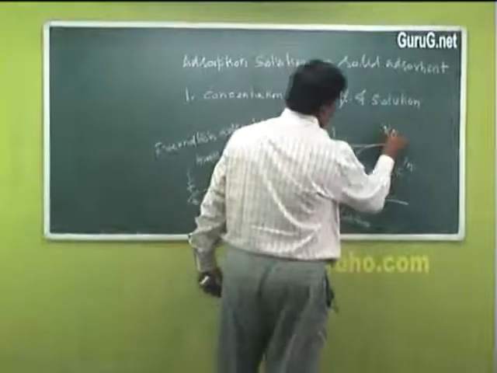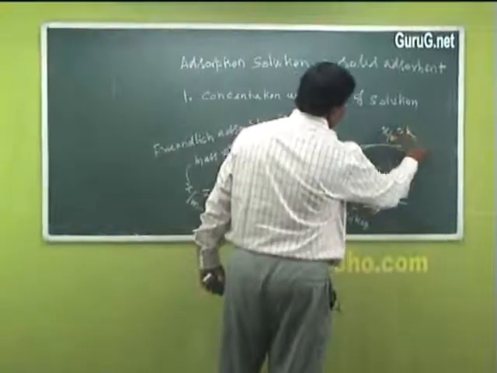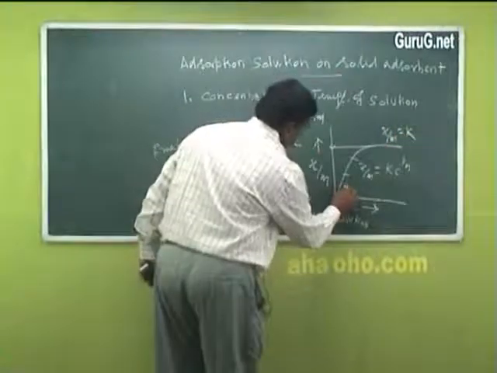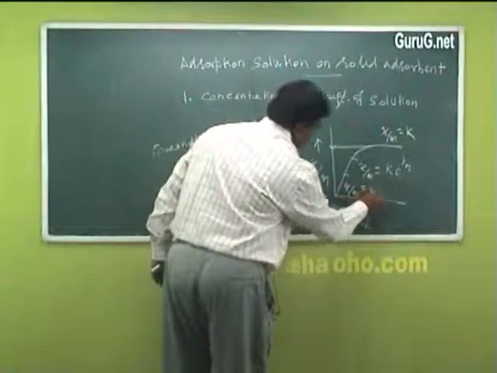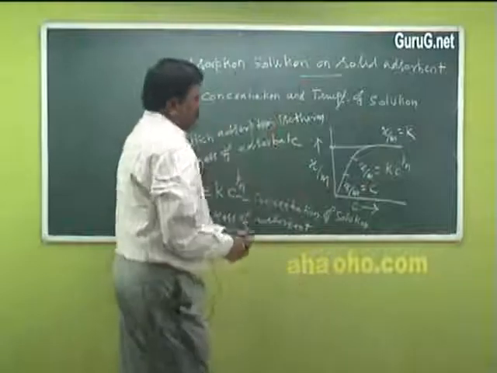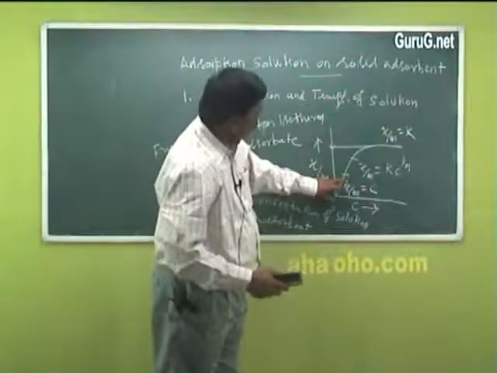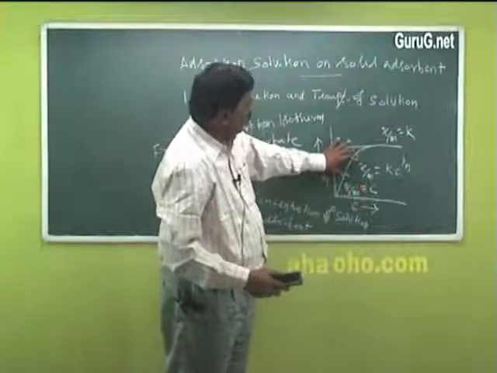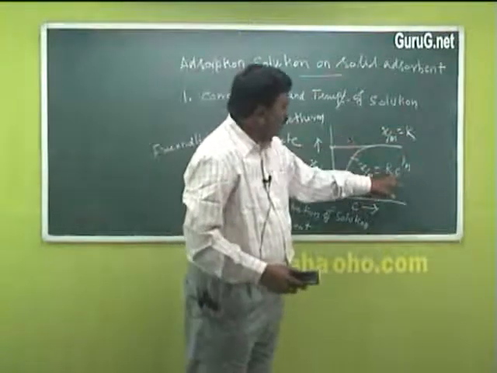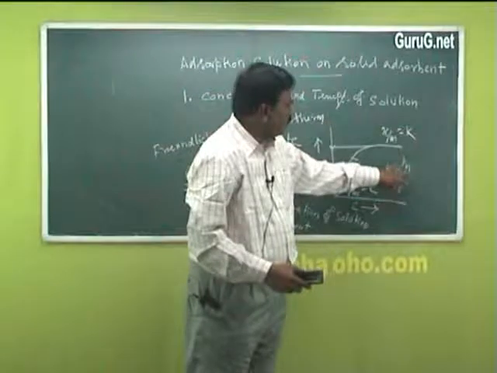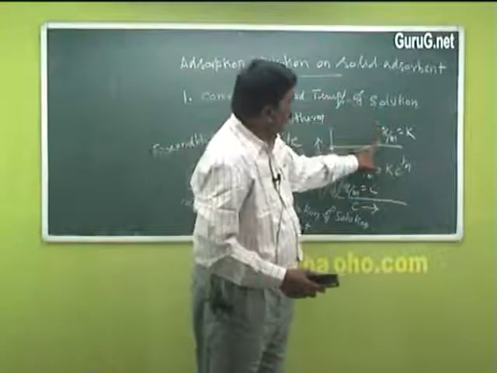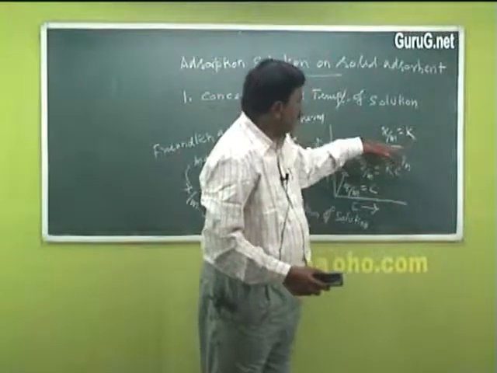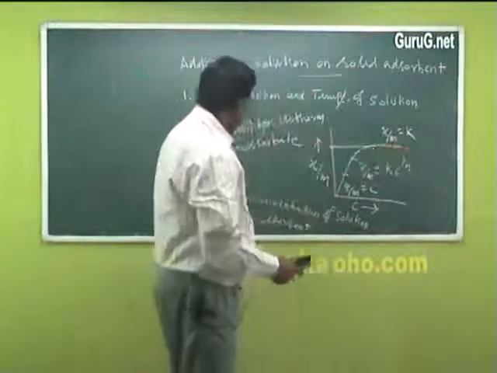Here X by M is equal to K, constant. Here X by M is proportional to C. Up to this, the amount adsorbed depends on the concentration C. Here the amount adsorbed depends on the concentration power 1 by N. Here the amount adsorbed depends on the constant, that is a layer formation.